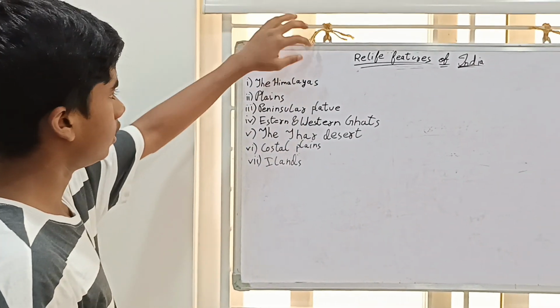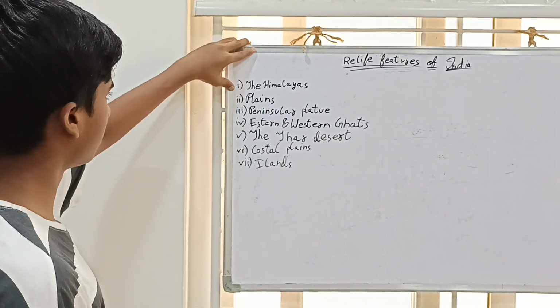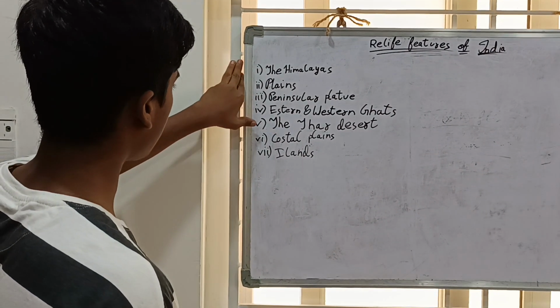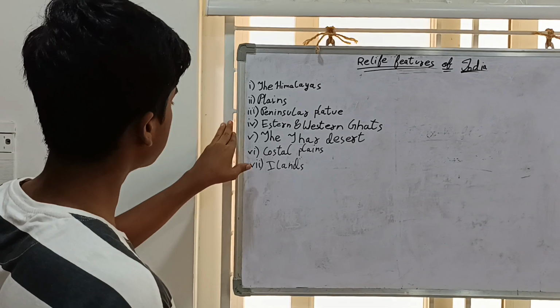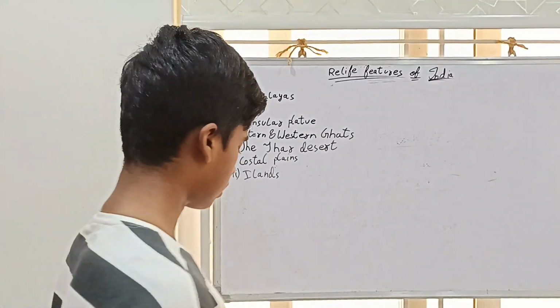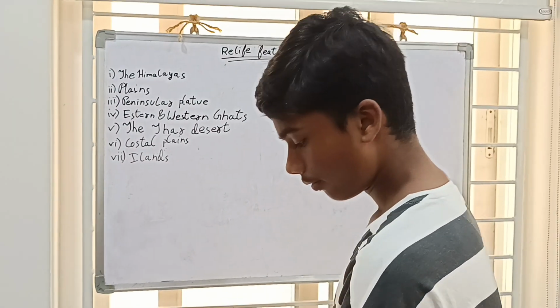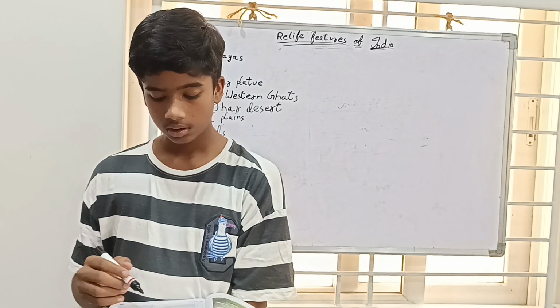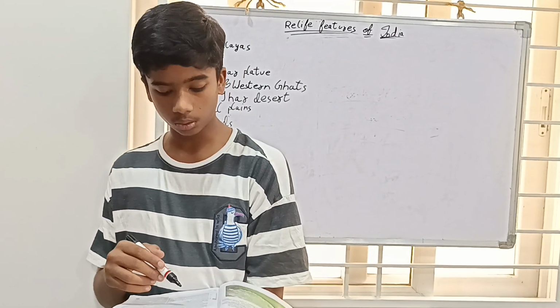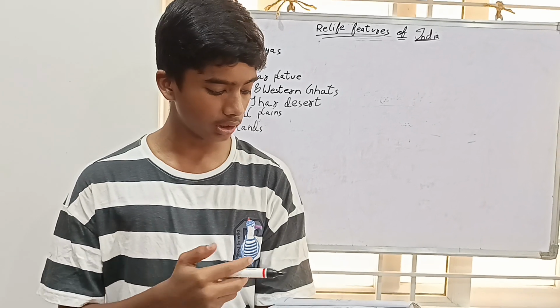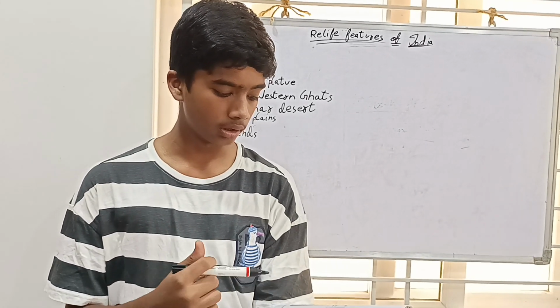Now let's see. The relief features of India mainly consist of the Himalayas, plains, peninsular plateau, eastern and western Ghats, the Thar desert, coastal plains and islands. Now let's go on with the Himalayas. The Himalayas, in the form of an arch, run a distance of about 2400 kilometers. The width differs from 500 kilometers in western regions to 200 kilometers in central and eastern regions.